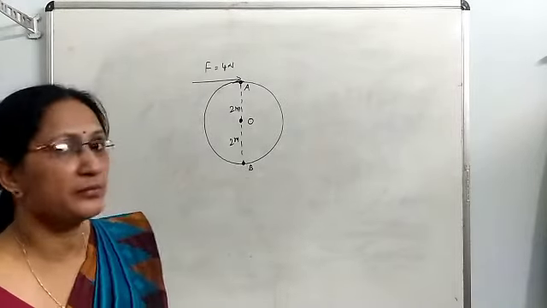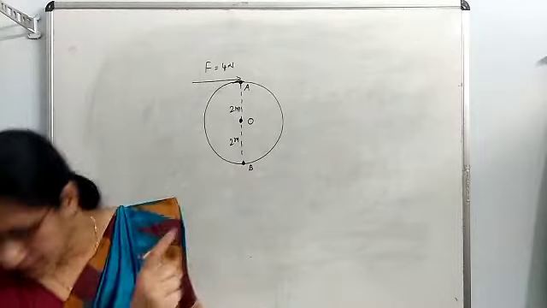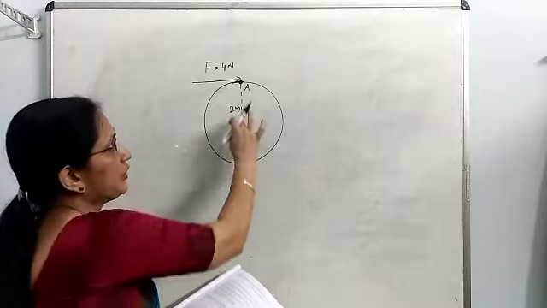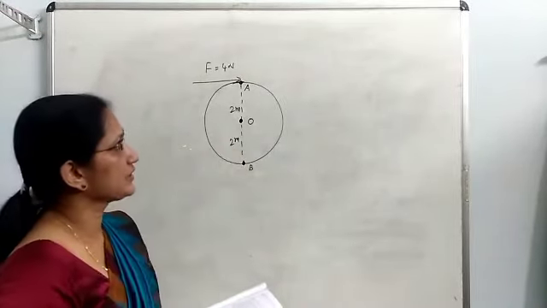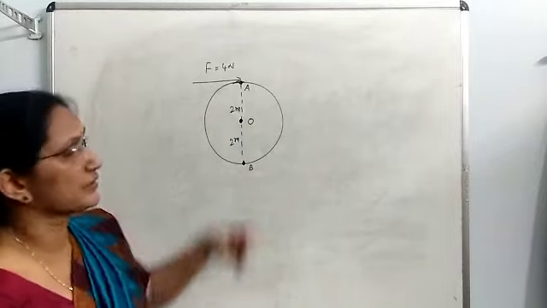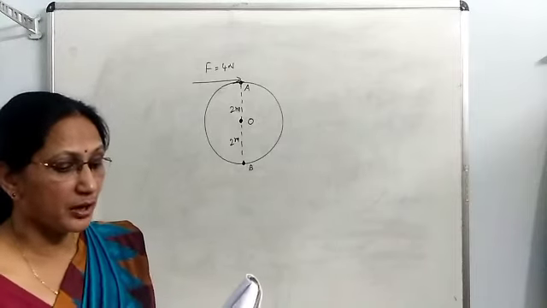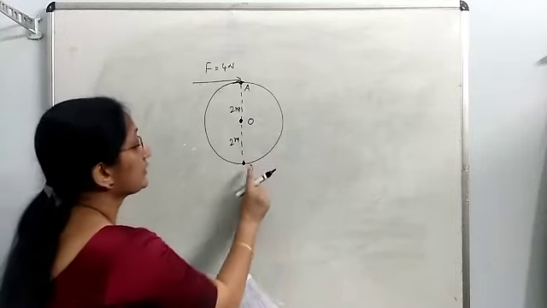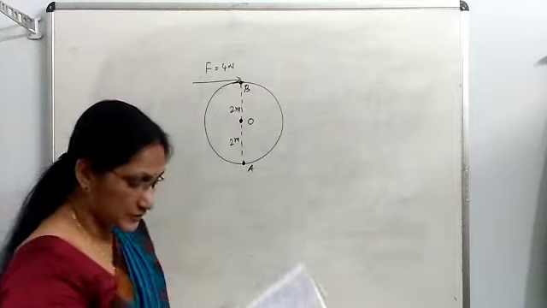Listen to one more numerical based on moment of force. Look at the diagram. You can see a circular disc pivoted at a point, having three points marked on it: O, A and B. The diameter of this wheel is 4 meters, so the radius is 2 meters. On this wheel, a force of 4 Newton acts at this point. You are asked to find the moment of force about O and about this point A. This question is in your textbook, page number 13.